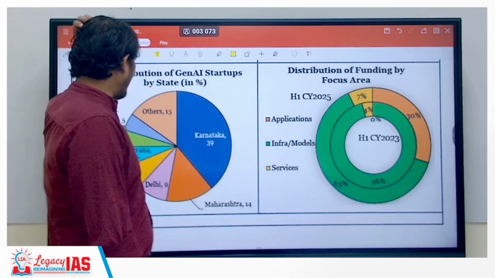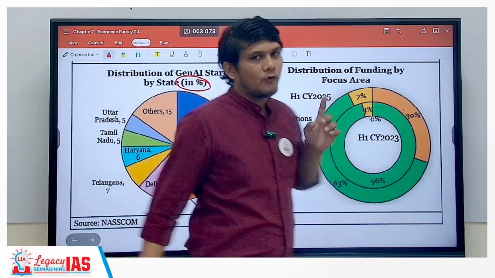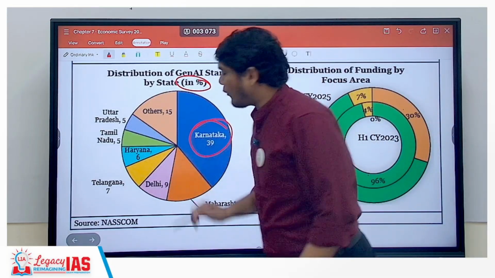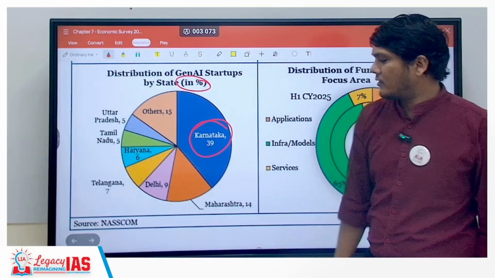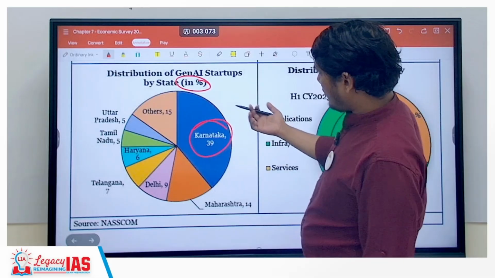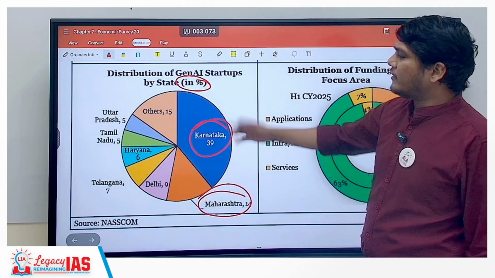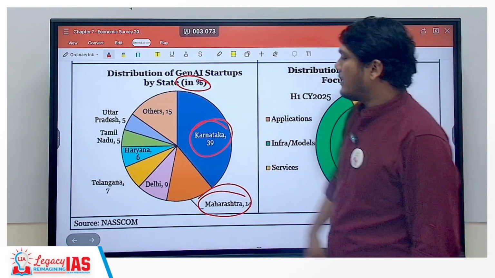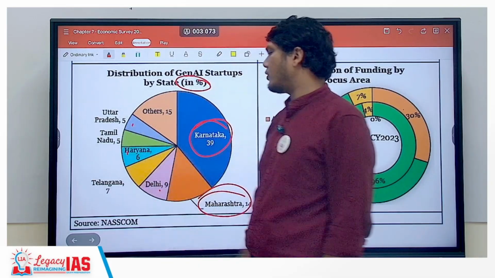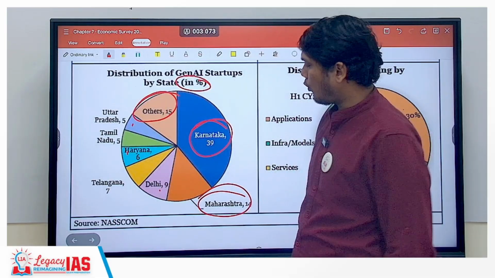So let us have a look at this distribution of generative AI startups in percentage. If you talk about percentage, of all the generative AI startups you have seen, almost 40%, 39%, is coming from the state of Karnataka. You have around 14% coming from the state of Maharashtra. So more than half just from these two states. Then you have Delhi, Telangana, Haryana, Tamil Nadu, Uttar Pradesh, and others combined are just 15% over here.